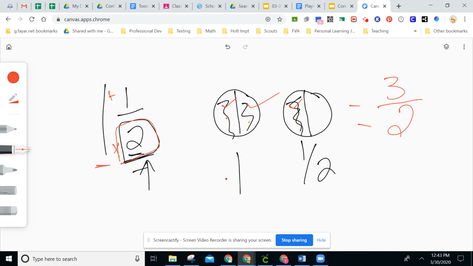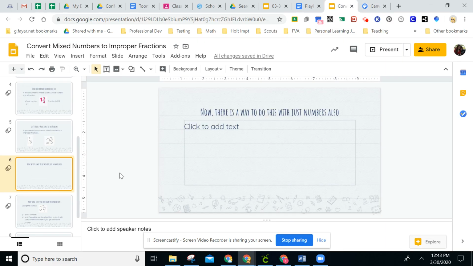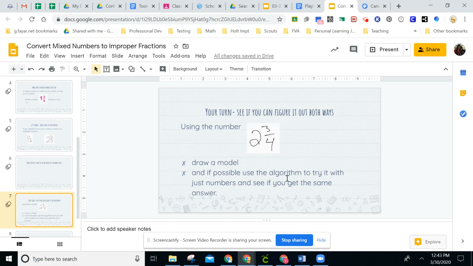Now, it's your choice on how you want to do this at our level. Just know, as long as you have a way to figure out how to convert these either from a mixed number to an improper fraction or from an improper to a mixed number. Okay, so now it's your turn to try. I'd like for you to do this one right here. So we're going to see if you can figure it out one or both ways, either model or kind of reason your way through it.